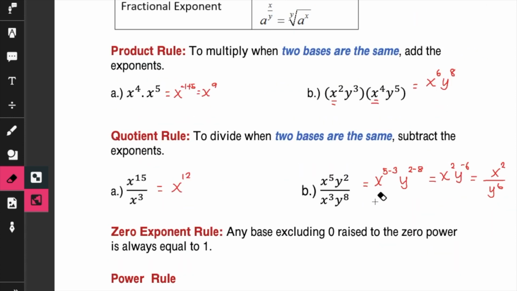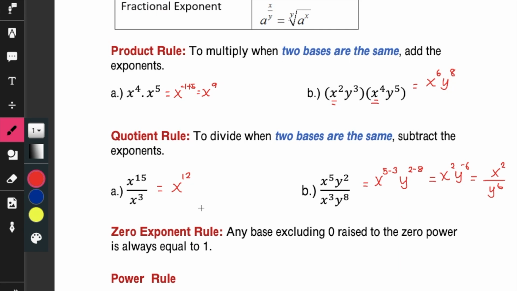Zero exponent rule. Any base excluding 0 raised to the 0 power is always equal to 1. So whatever number you raise to 0 will always be equal to 1. Whether it's 1 raised to 0, that is 1. Even 500 raised to 0 will always be equal to 1.